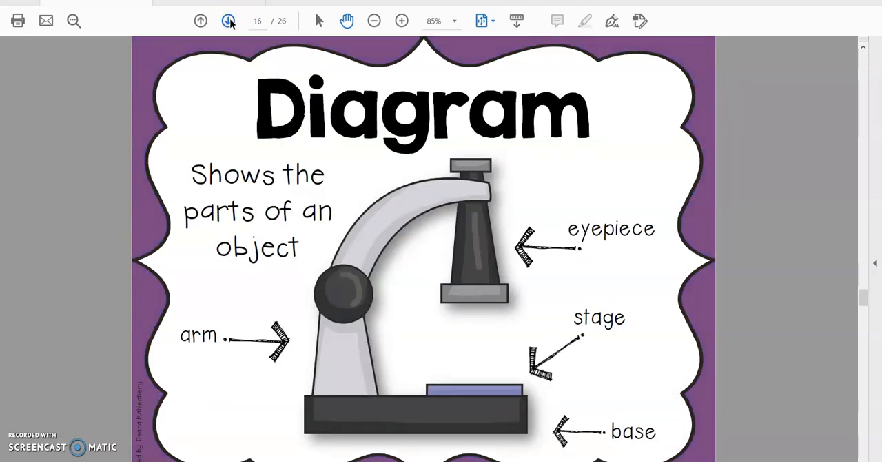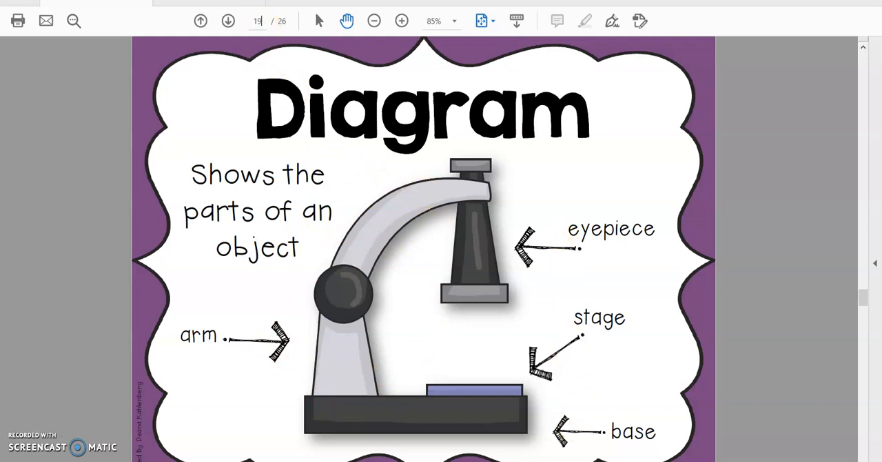Next, we have a diagram. Diagrams are going to show me the different parts of something. Each diagram will also have what's called labels. So here I see a label for eyepiece, stage, base, and arm. So a diagram is the whole object, and then the labels tell me the different parts.